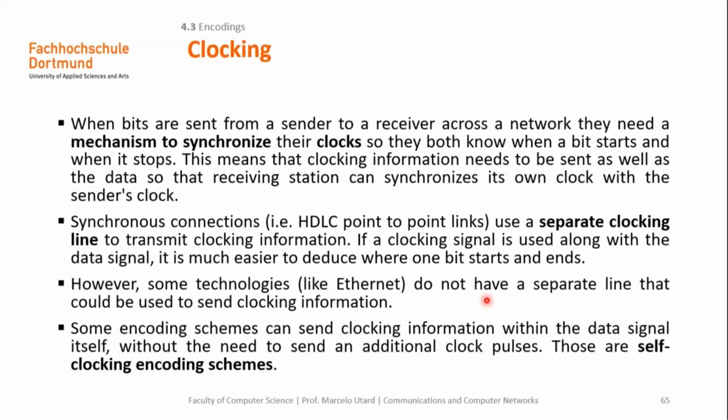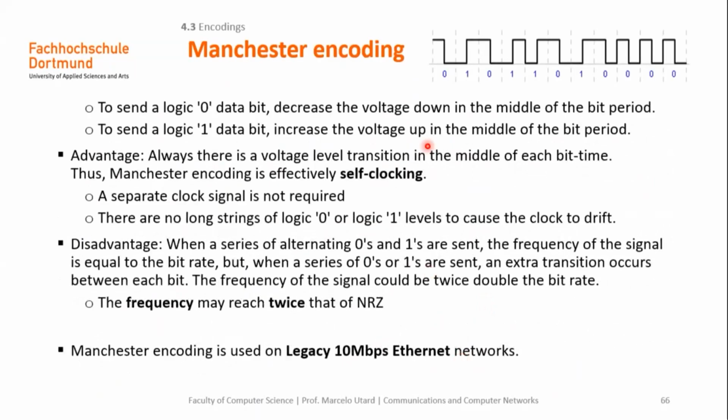Some encoding schemes can send clocking information within the data signal itself without the need to send an additional clock pulse. Those are self-clocking encoding schemes. Then we will see in that kind of encoding schemes that are called self-clocking encoding schemes. Then the first one is Manchester encoding. Remember, Manchester encoding is used in 10 megabit legacy Ethernet.